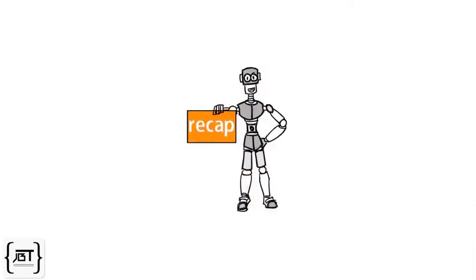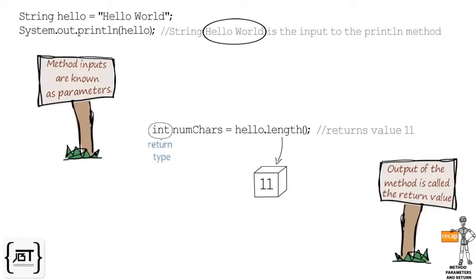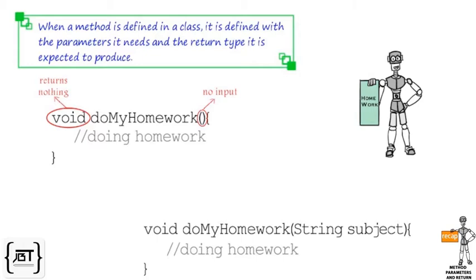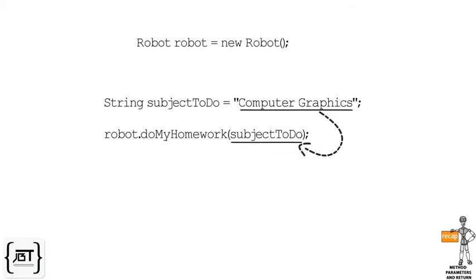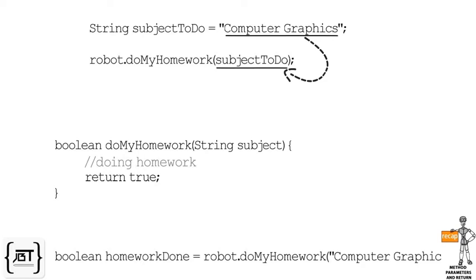Let's recap. In this video, we learned about method parameters and return values. Method inputs are known as parameters. Methods can also produce output. The output of the method is called the return value. In a class, a method is defined with the parameters it needs and the return type it is expected to produce. The method name and the parameter list is known as the method signature. The method should be called by passing values of the correct type. The method will return a value of the same type as the return type, which can be captured in a variable.